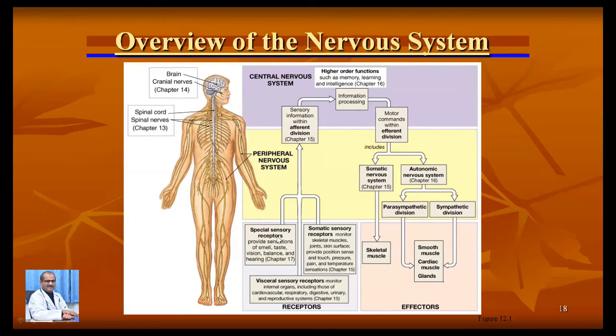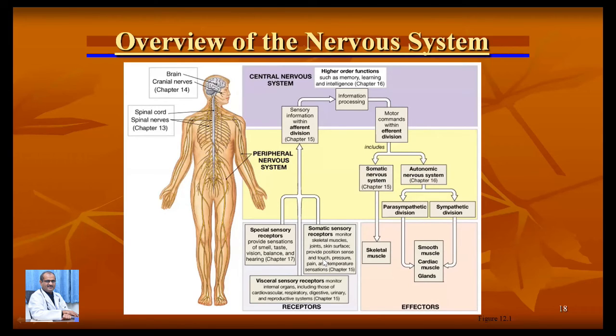Usually these special sensory receptors provide sensation of smell, taste, vision, balance, and hearing. These are all the afferent inputs, whereas the somatic sensory receptors are in the skeletal muscles, the joints, and the skin surface, and they provide position sense and touch.